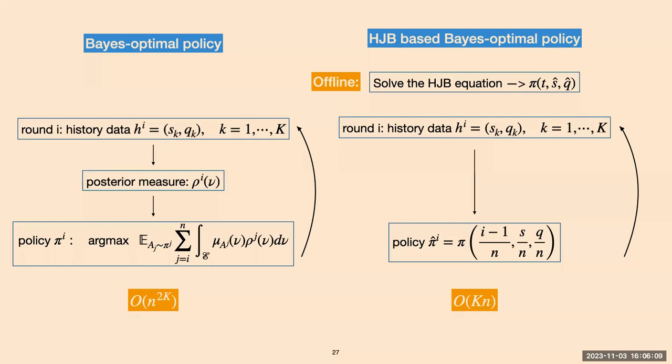So this computational cost does not include the cost of solving the HJB equation; it is given the HJB solution. Exactly. The good news is that for several cases, which are frequently visited multi-armed bandit problems, the HJB equation has an exact solution that can be directly obtained. You don't need a numerical method to solve this HJB equation. So in that case, the offline computational cost is basically free.